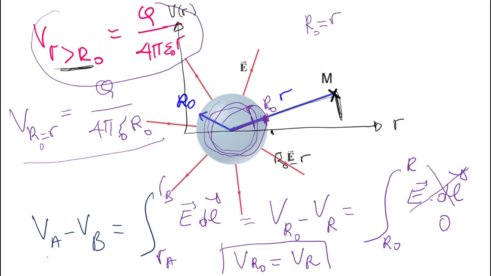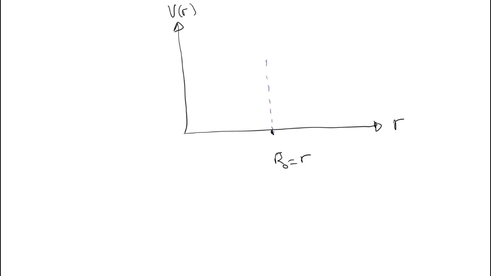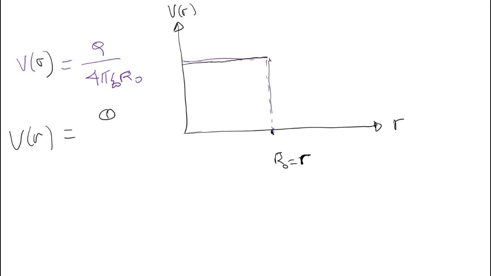Let's graph this function of electric potential versus r. When we are at a distance r that is less than R0, it will be just Q over 4 pi epsilon 0 R0. When r is less than or equal to R0, the electric potential is constant. If we go further, outside R0, the V of r will be just Q over 4 pi epsilon 0 r.